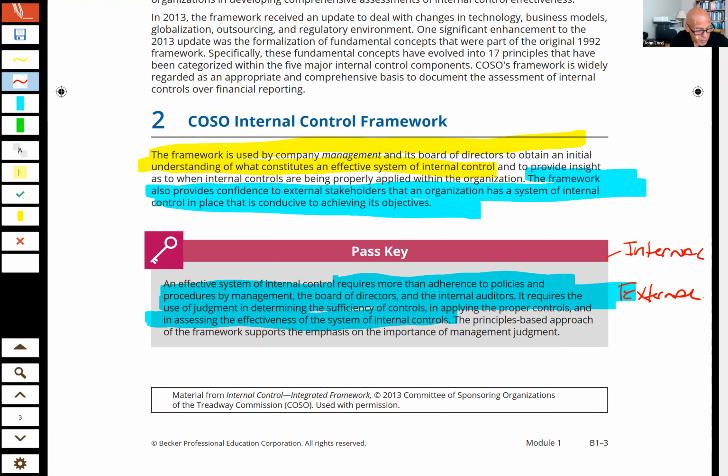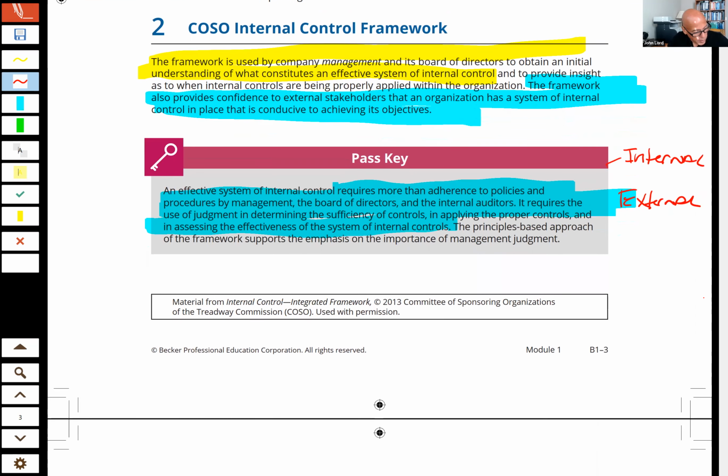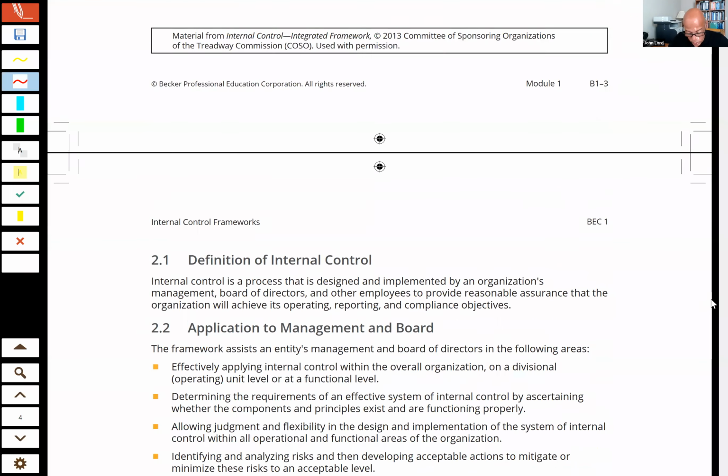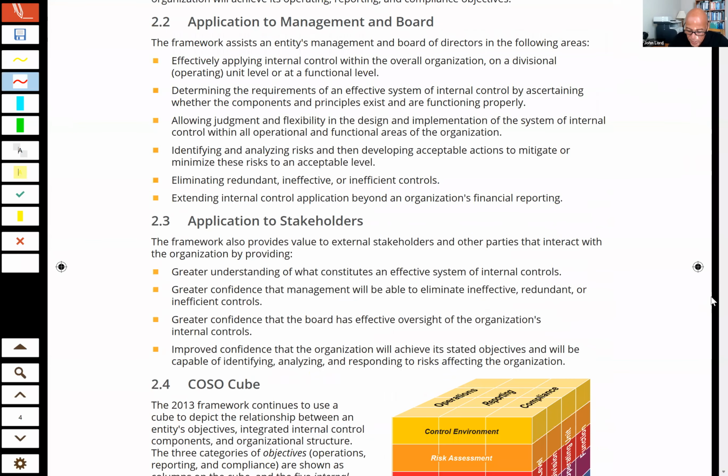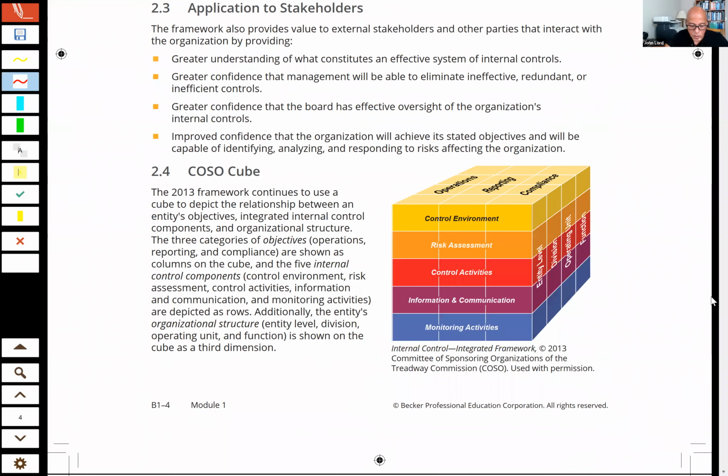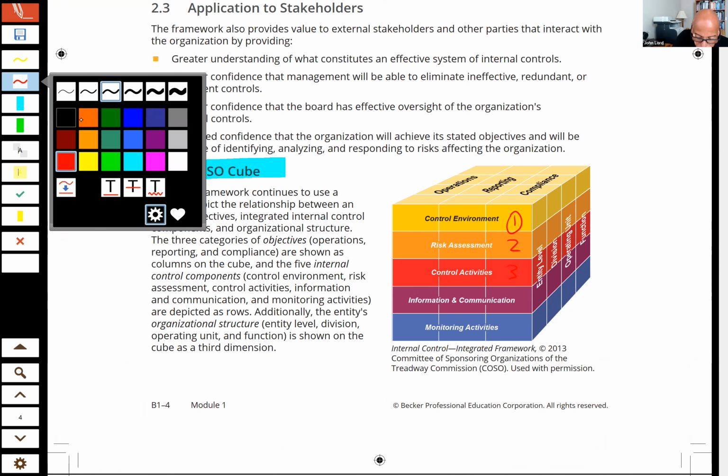Now, over on the next page, they give us this COSO cube. When you look at this cube, the primary takeaway is that there are five components. We have five components, 1, 2, 3. Well, that's kind of hard to see red on red, so let's just use black for this.